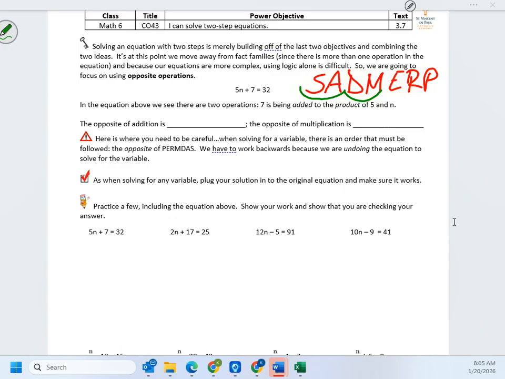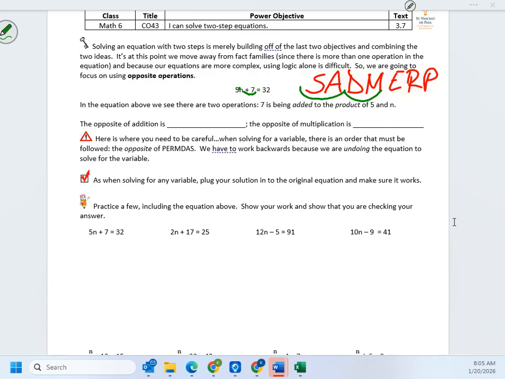So we're going to look at 5n plus 7 equals 32. In the equation above, we see there are two operations. That 7 is being added to the product of 5n. Because remember, when that number's right next to the variable, it's that invisible math. We know it's multiplying. And then we can see plus 7 is adding 7 to it.